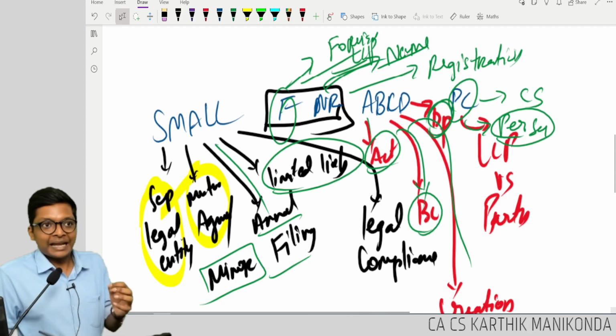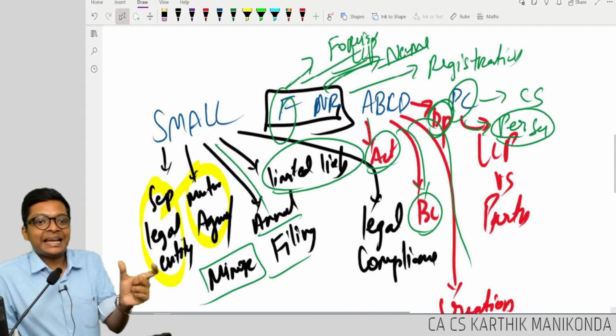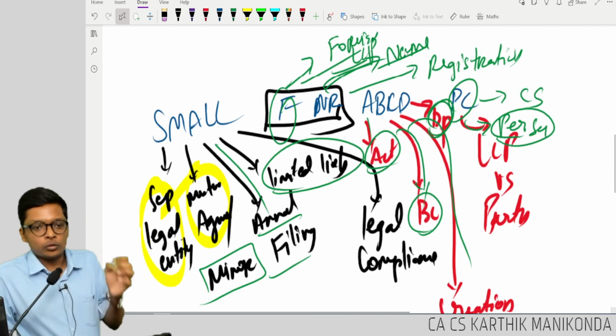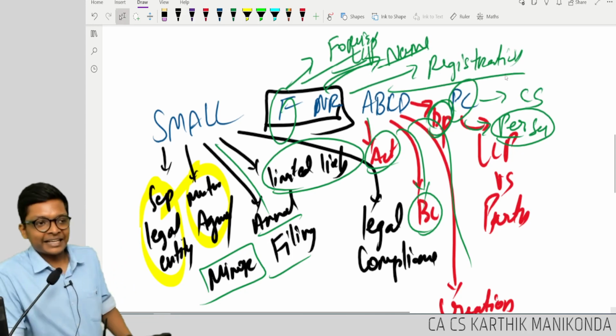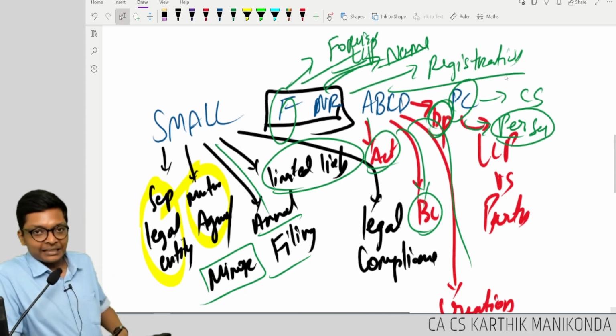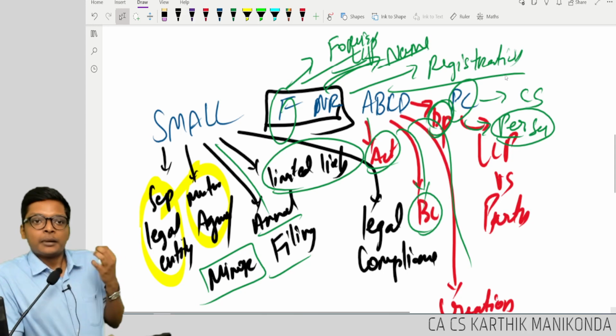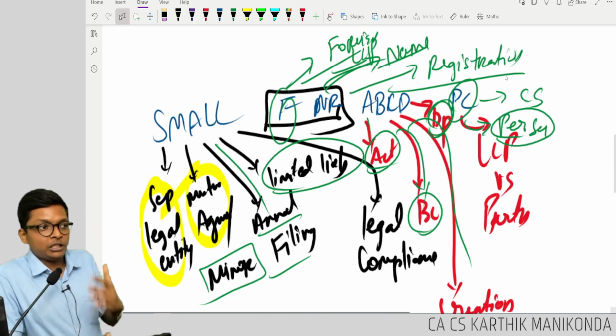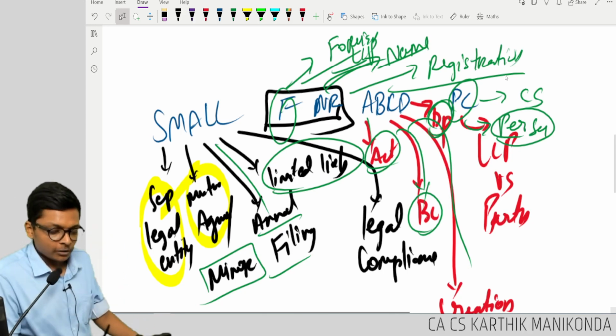N is name. LLP should use the suffix of LLP. A firm should use and co. R is registration. In LLP it is mandatory. In partnership it is not mandatory. Also in LLP, go through the process of registration, guys. Now, this is the difference.